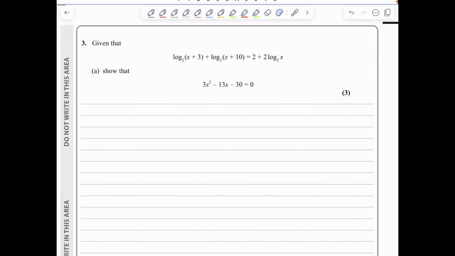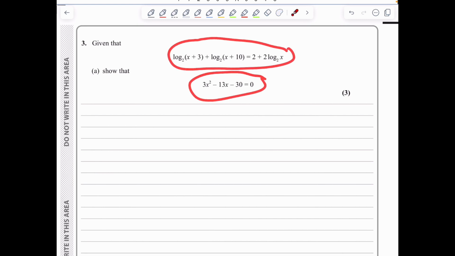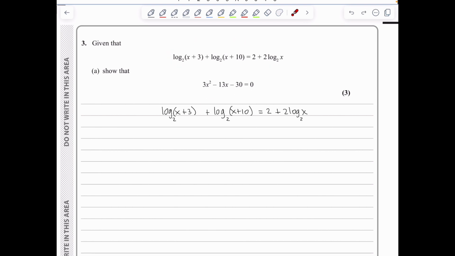In question 3, we need to start from the logarithmic equation given here to arrive at this quadratic equation in x. So starting with log of x plus 3 plus log of x plus 10 is equal to 2 plus 2 log x, and everything base 2. We can combine the left-hand side into log of x plus 3 times x plus 10, because we know that when we've got addition of logarithms, this simply means that we have the logarithm of the product. This is equal to 2 plus log of x squared base 2, because through the power law of logarithms, the 2 can go up as a power.